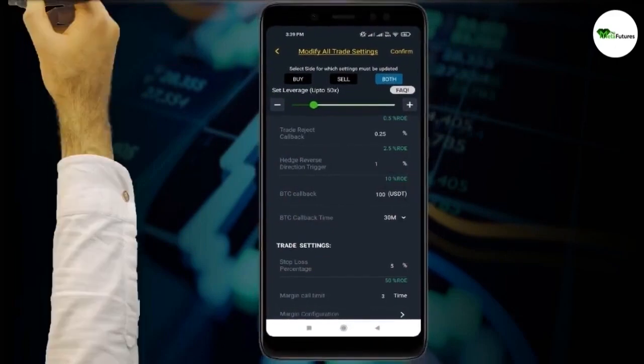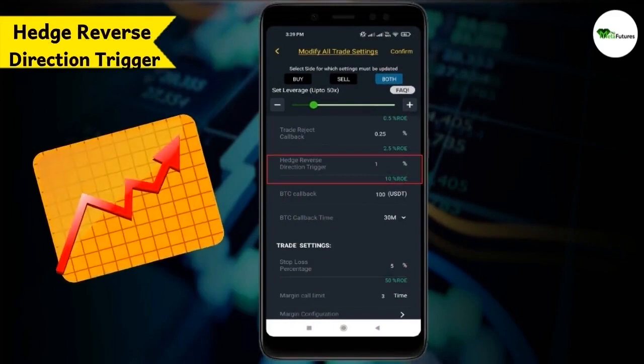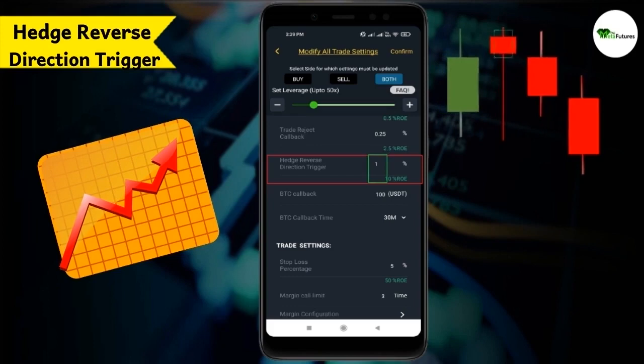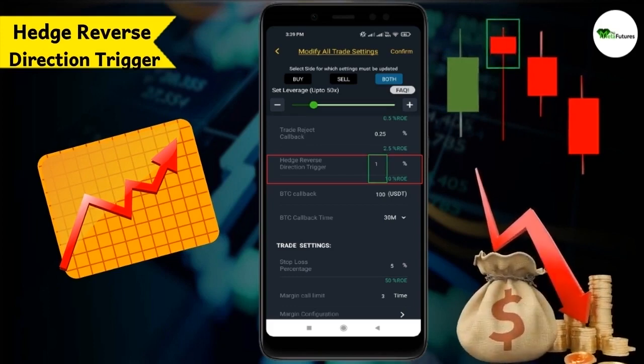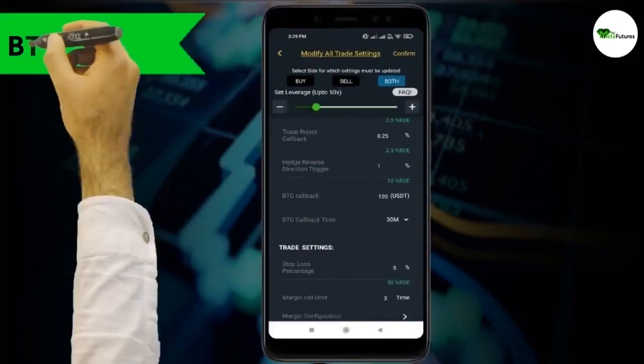Next is Hedge reverse direction trigger, which allows you to trade in both directions. Suppose you have placed a trade that the market will go up, but instead of going up, it started going down. As I have entered a 1% value in Hedge reverse direction trigger, whenever the trade comes down by 1%, the bot will immediately place a trade in the other direction as well.